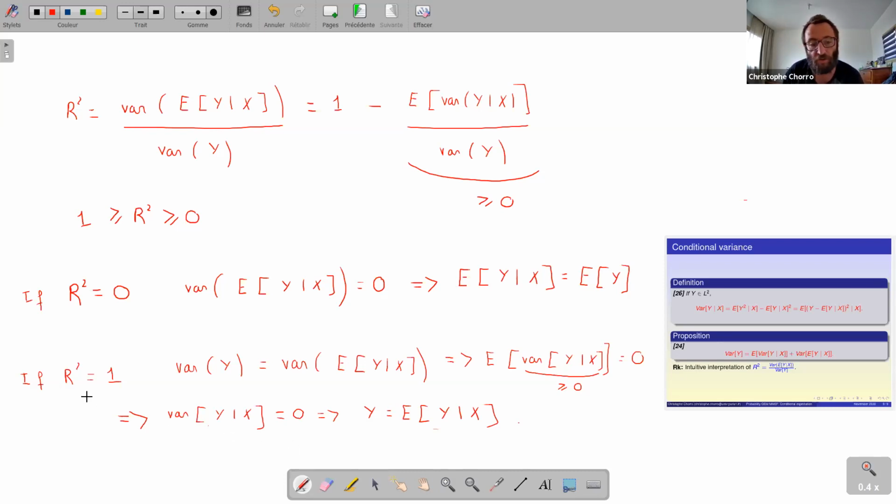So when the r squared is equal to 1, I am in the best situation if I want to approximate y by a function of x. That is the situation where y is itself a function of x. Okay, so when r squared is equal to 0, it is the worst situation in terms of function of x, and when r squared is equal to 1, it is the best case because y is itself a function of x. Okay, so I will just finish.